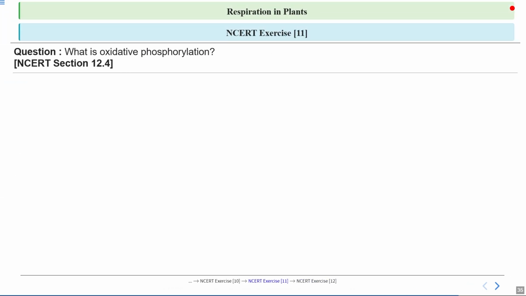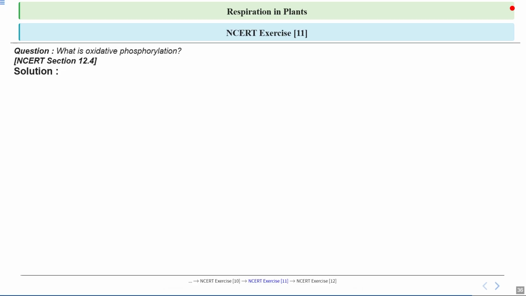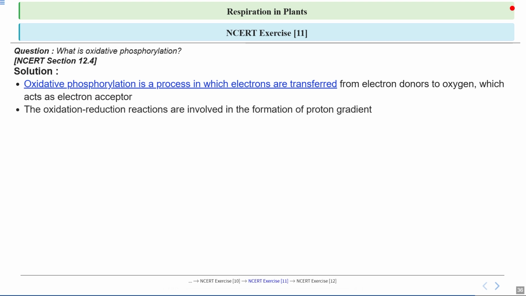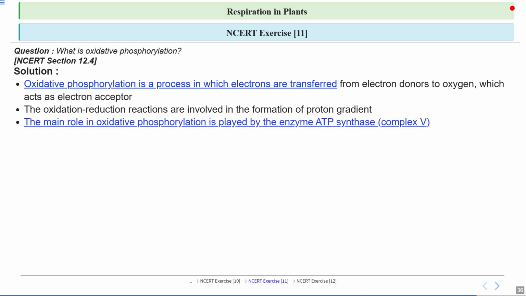Now let us look at the next question. What is oxidative phosphorylation? Let's look at the solution. Oxidative phosphorylation is a process in which electrons are transferred from electron donors to oxygen. Oxygen is the ultimate electron acceptor. The oxidation reduction reactions are involved in the formation of a proton gradient. So here a proton gradient is generated, which later drives ATP synthesis.